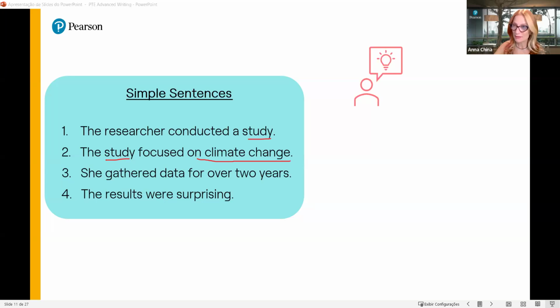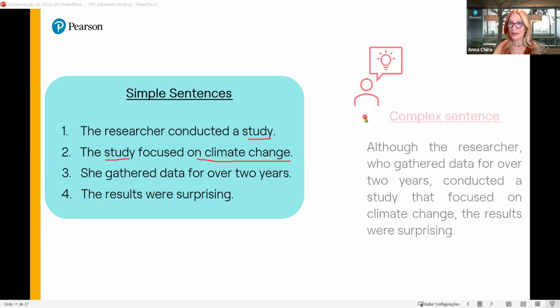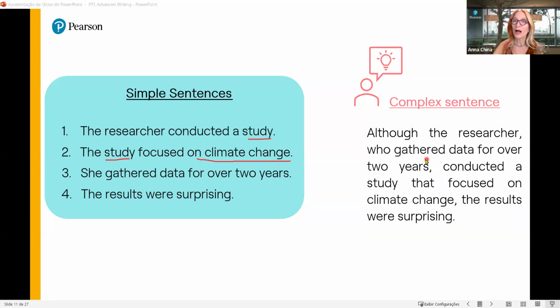Okay, there we go. So there are some very nice ideas in the chat box. So this is what I came up with. Like I said, it's one way. Although the researcher who gathered data over 2 years conducted a study that focused on climate change, the results were surprising. So who gathered data over 2 years?